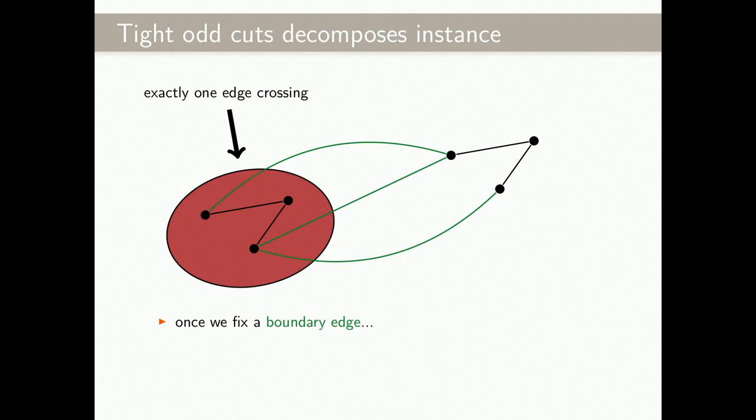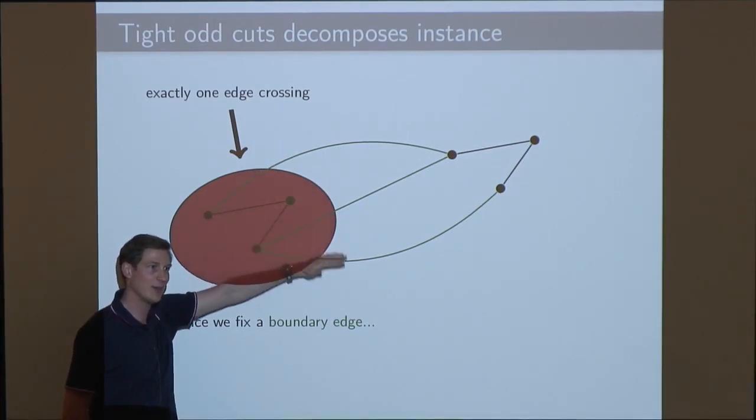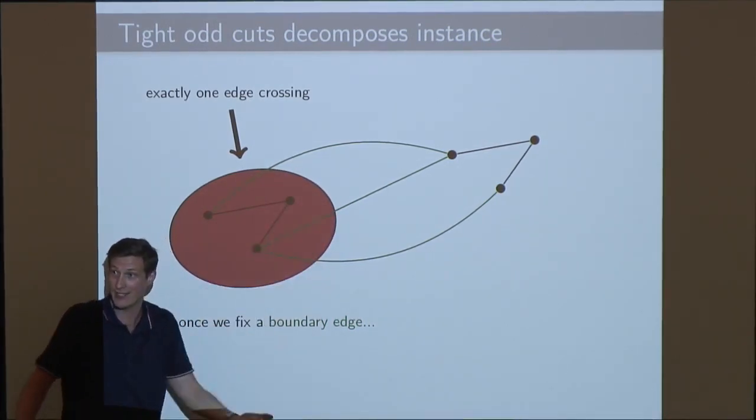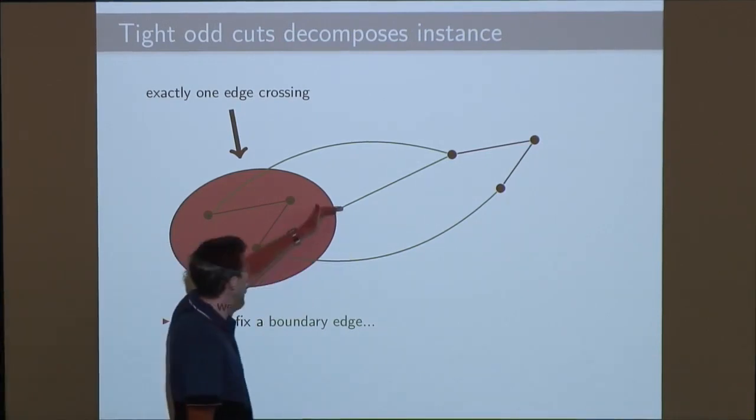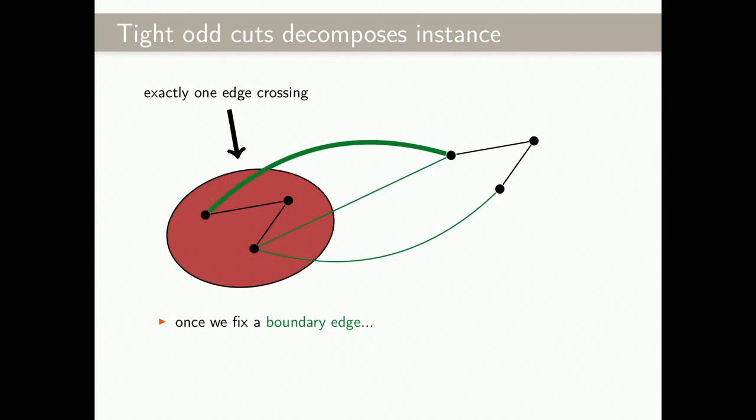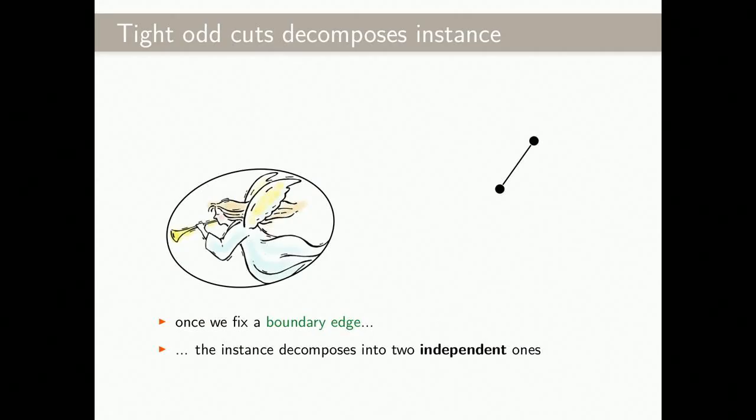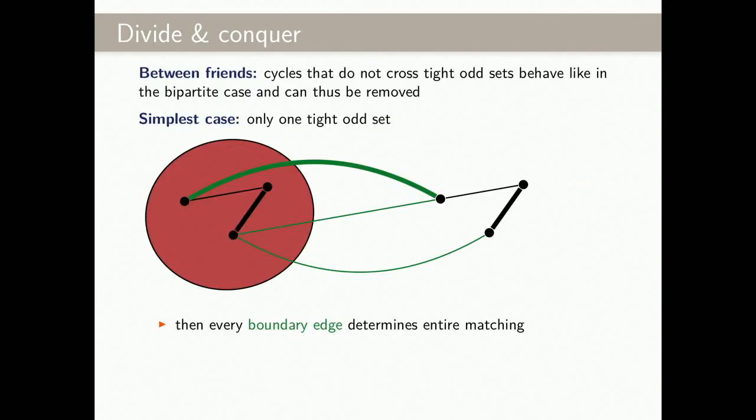Because once I get a tight odd set, I know that any min weight perfect matching needs to select exactly one edge crossing this set. That's what it tells me, right? It's tight because any min weight perfect matching has to select exactly one edge. So after fixing the boundary edge, the problem decomposes into two independent problems. They don't interact anymore because I fixed the edge crossing this boundary. One inside and one outside.